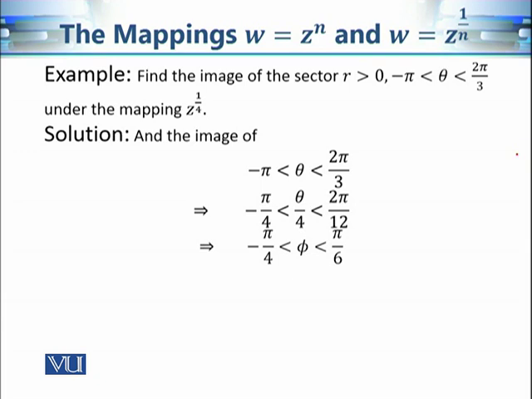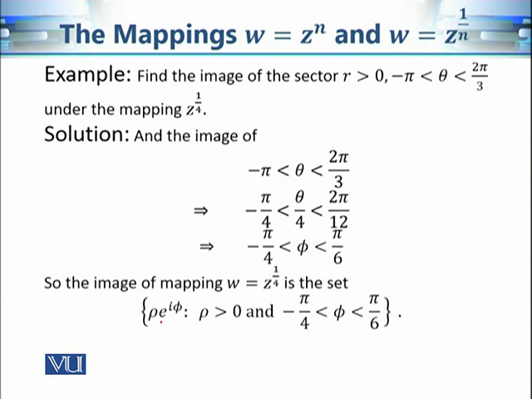Now we have the knowledge of both modulus and the argument in the w plane of the image of this sector under this map z raised to power 1 by 4. So what is the image? So it consists of all complex numbers for which rho is greater than 0 and phi lies between minus pi by 4 and pi by 6. And we can easily sketch this region in the w plane as well.